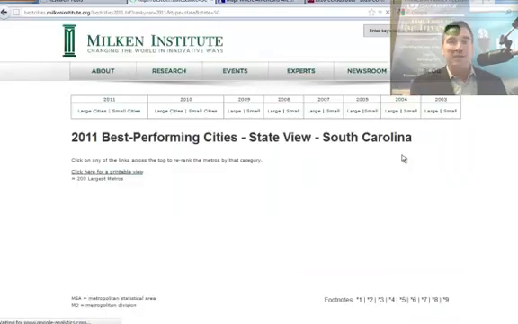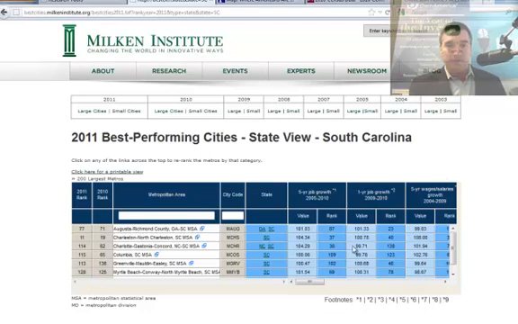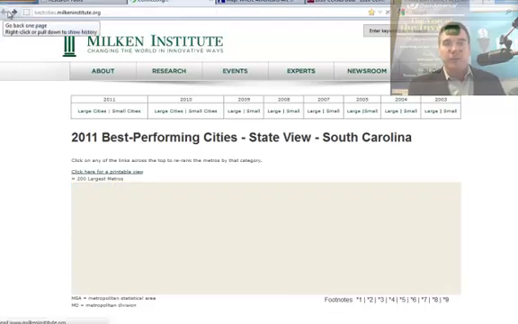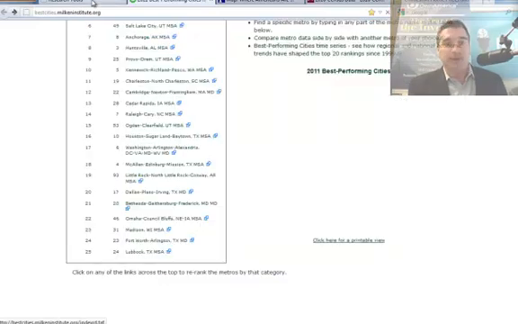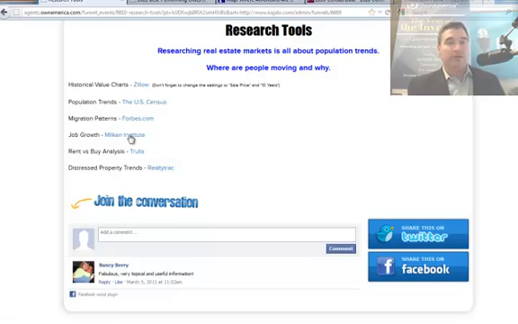I'm happy to see that Charleston is ranking very, very strong, and it gives me more detail that I can dig into here. But bottom line is that I can see that Charleston is the 11th fastest growing employment market in the country. How cool is that? So now I have a sense of job growth.